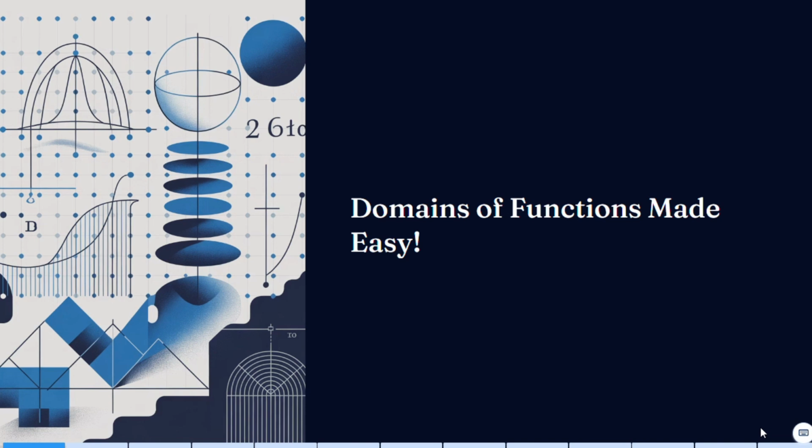Ever wonder why some functions have limits on what x can be? In this quick lesson, you'll learn how to find the domain of any function: linear, quadratic, radical, or even rational.